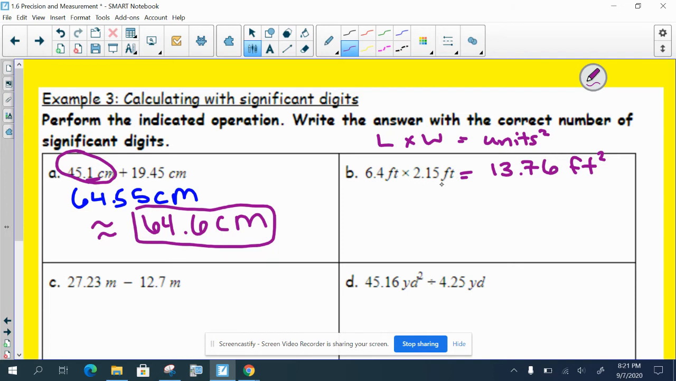So we have to look at which one is least precise, and then since it's multiplication, we consider the number of significant digits of that least precise measurement. So first of all, 6.4 is going to be least precise. 6.4 has 2 significant digits. So we want to round 13.76 so that it has 2 significant digits, which would end up being 14 feet squared.